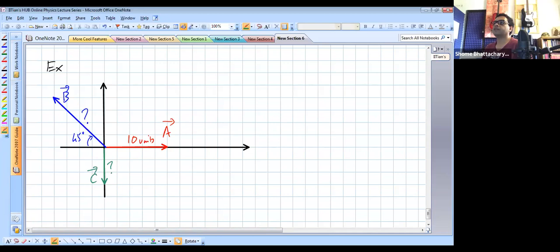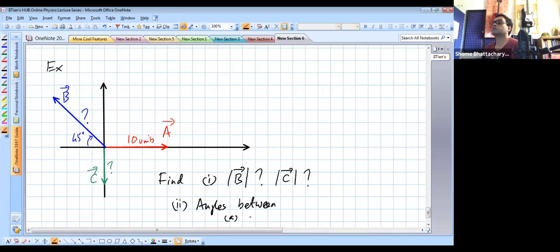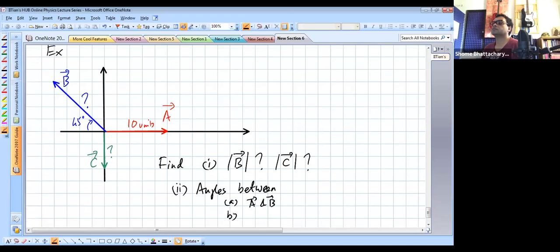Okay. So you have to find in this diagram, firstly, the magnitude of the vector B and the magnitude of the vector C. Okay. And secondly, you have to find the angle between A and B again, and B and C. Okay. A and C you can directly see is 90 degrees, so it's no big deal.